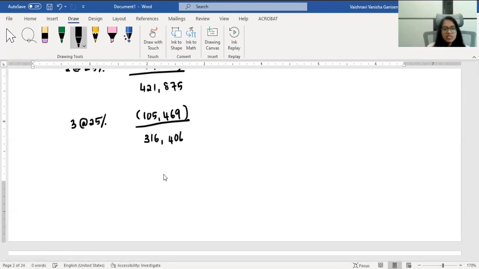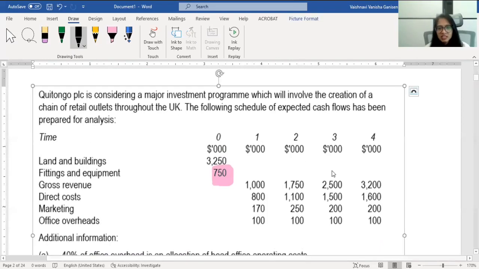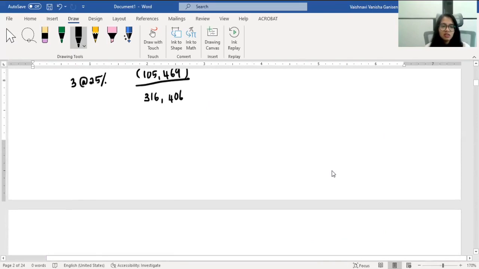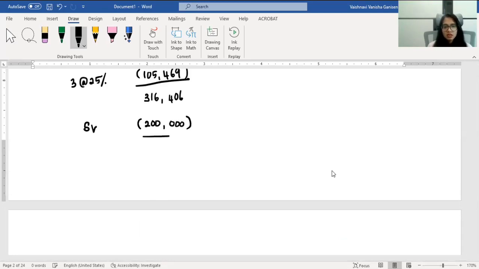Now guys, remember, this is something that I want you to pay close attention to. After this, since my project will end in the 4th year, what I will do is I will minus scrap value 200,000. The value that I will get is 116,406. This is a positive figure, hence it's a balancing allowance in year 4.